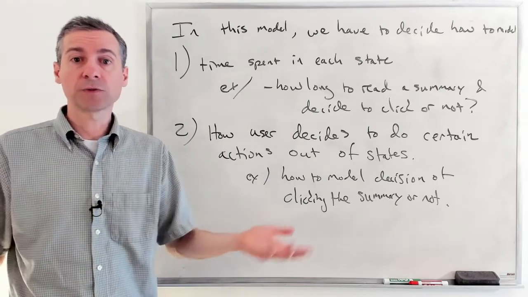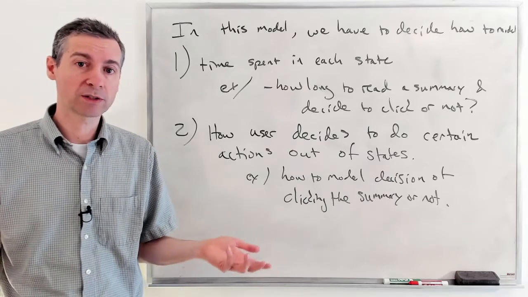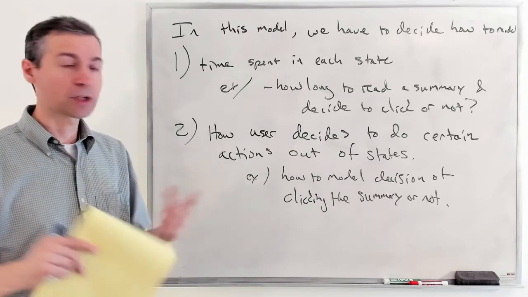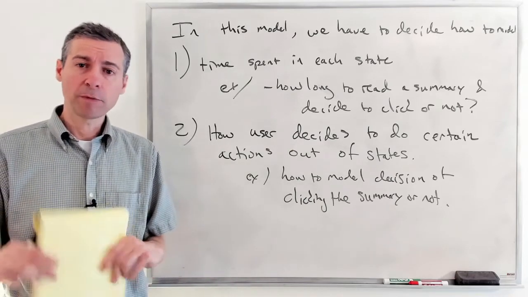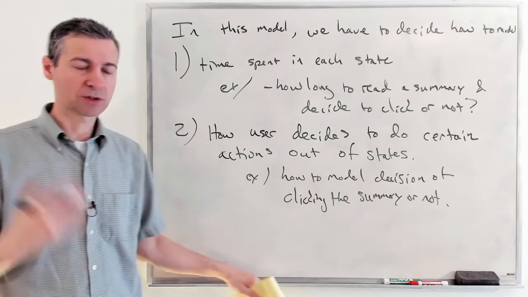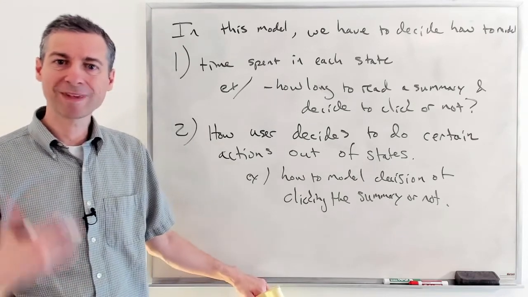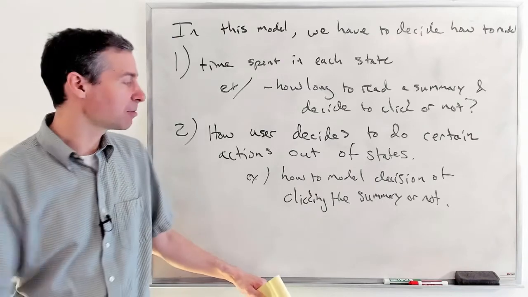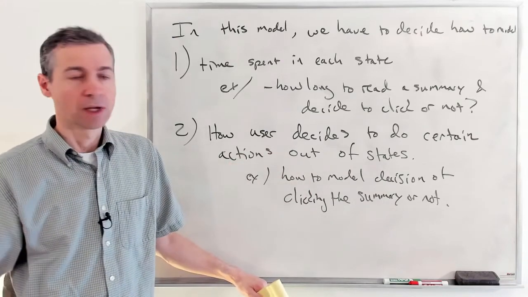Again, we can model different users. Some users might work faster than others. We could incorporate that into our model. Maybe we know something about the search information need, and maybe that affects the amount of time things take. Maybe it affects the amount of decisions.